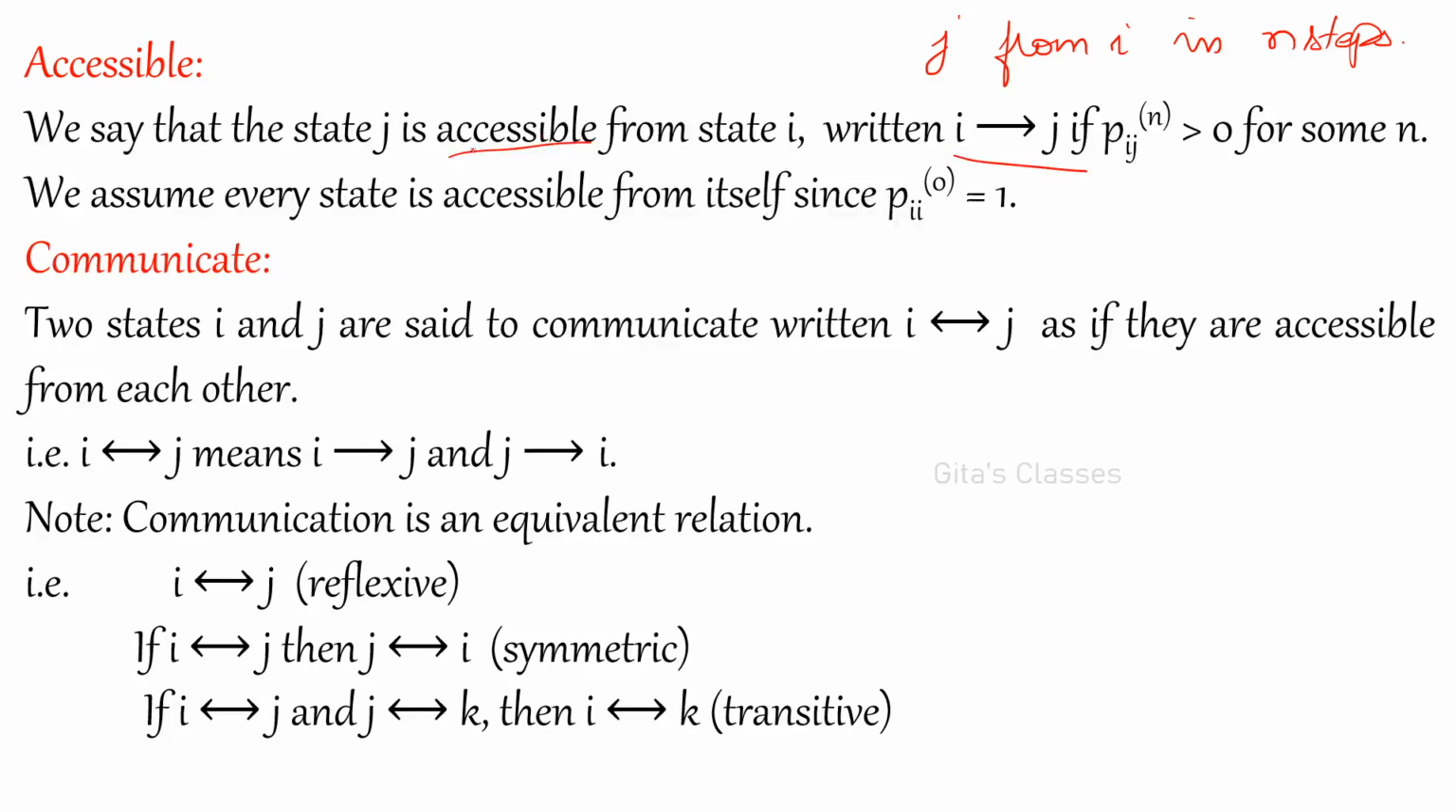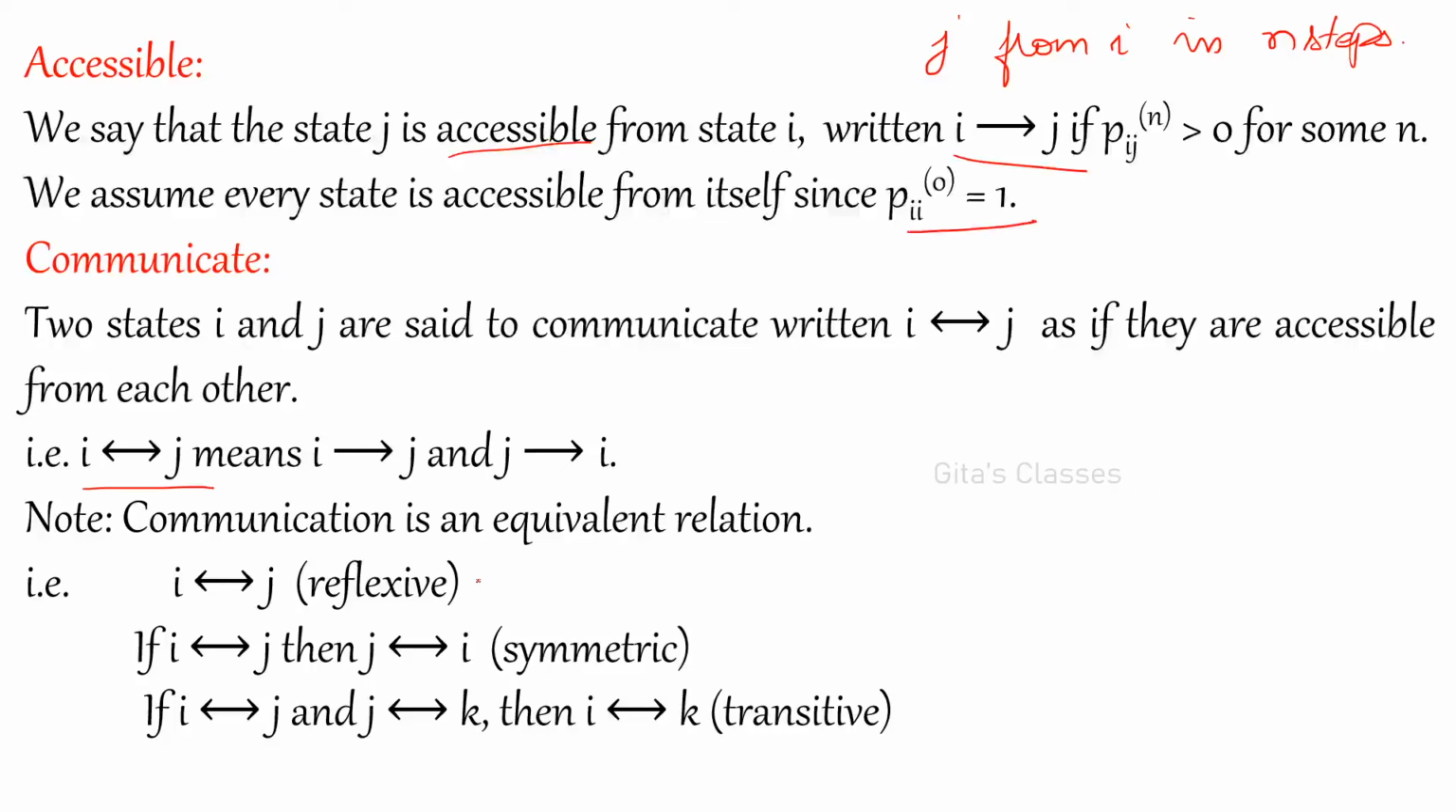And we assume every state is accessible from itself, because p_ii is always possible if you are coming from a state to the same state. So communicate means if i is accessible from j and j is also accessible from i, then we say that they communicate with each other. Communication is an equivalence relation.